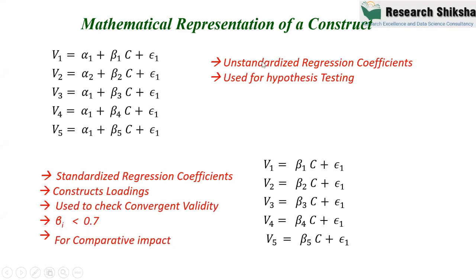And these equations are just used for hypothesis testing. There are two types of beta: unstandardized beta and standardized beta. These betas are unstandardized because we are putting them in front of alpha, and by taking the standardized beta, alpha becomes 0. So there are two types of beta calculated by the software. One is unstandardized, which is used for hypothesis testing, and one is standardized, which is used for the convergent validity. So don't worry about the mathematical part. I will show you all these results in the graph in the output.